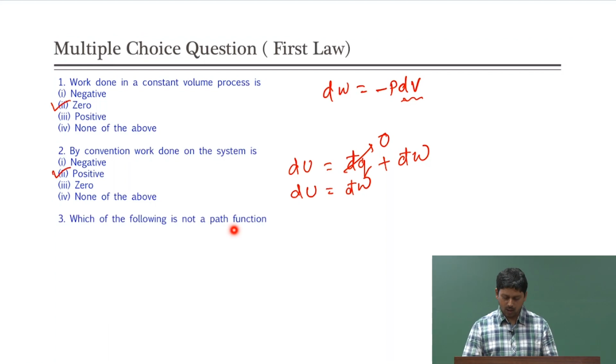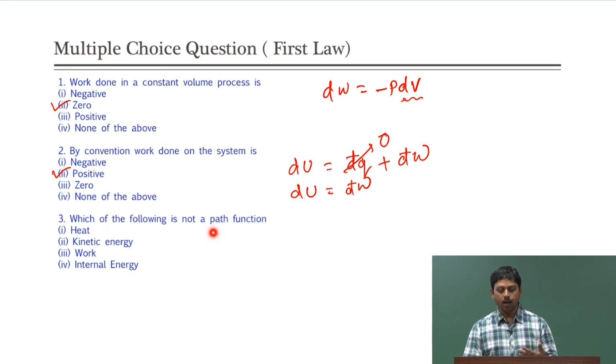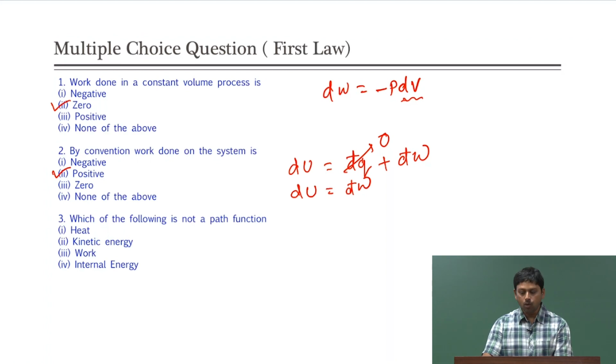Which of the following is not a path function? Heat, kinetic energy, work and internal energy. As we have discussed, heat is a path function, because heat can be changed by either a constant volume or constant pressure process. Work is of course a path function, because we have already shown by graphical ways also that work can be done in one step or in multiple steps. So, work is also a path function, because it depends on how you are doing the work.